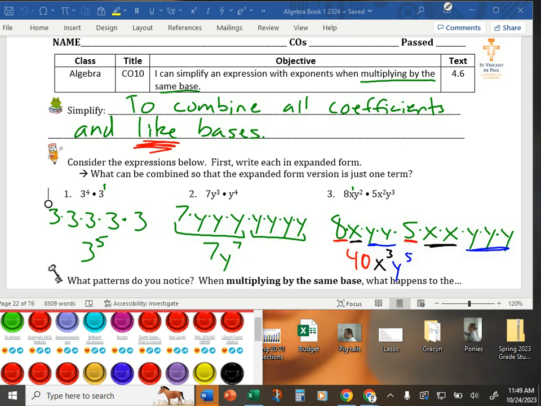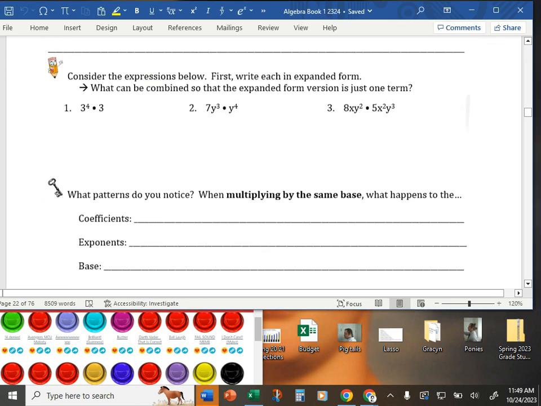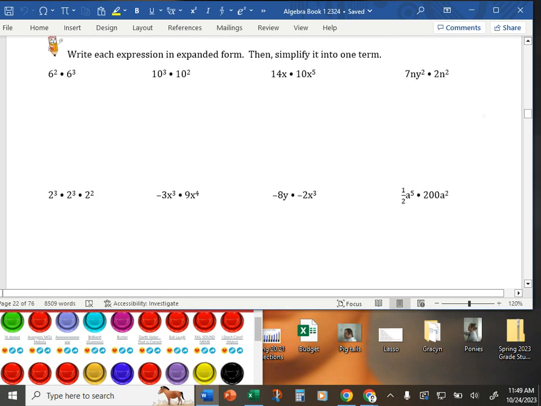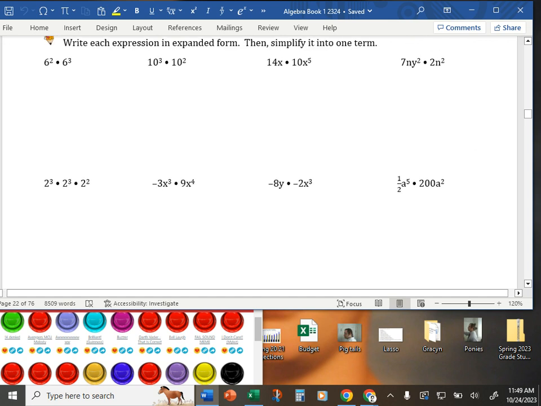Okay. Now this cannot go on a help sheet because it is a pencil section. However, the next part that we're actually going to cover tomorrow, so I want you to play with this expanded form first, that can go on a help sheet, but we won't deal with that until tomorrow. Okay. So for homework, due tomorrow, down here it says write each expression in expanded form, then simplify it into one term. So exactly like we did up at the top, you're going to do here.